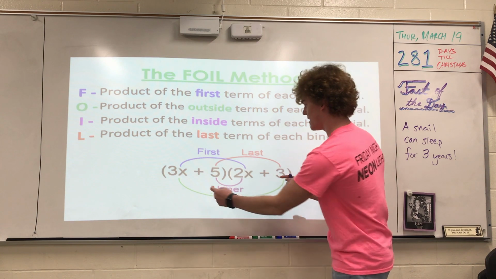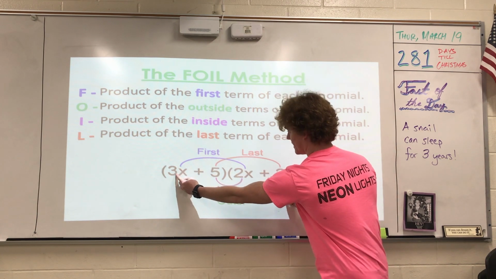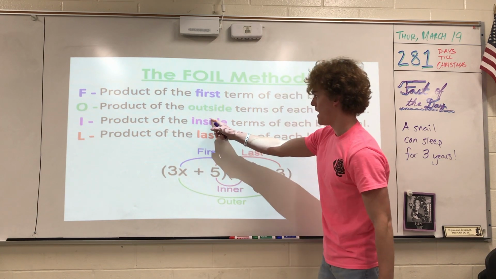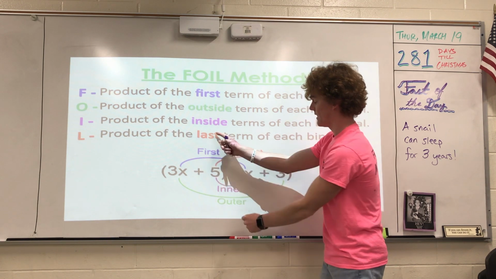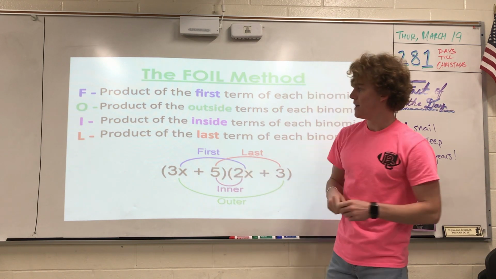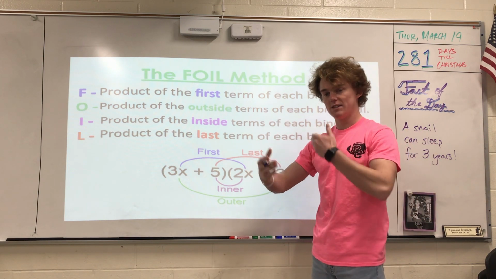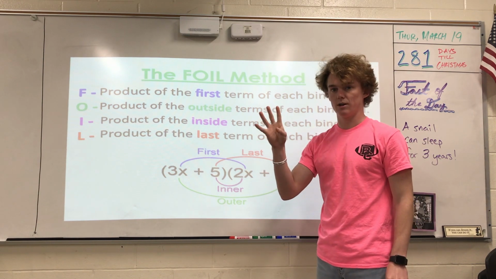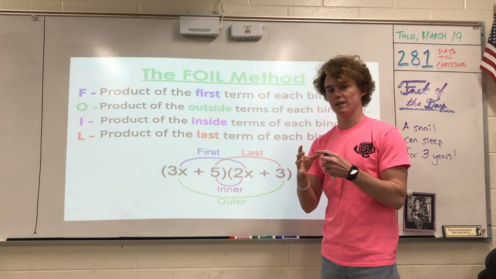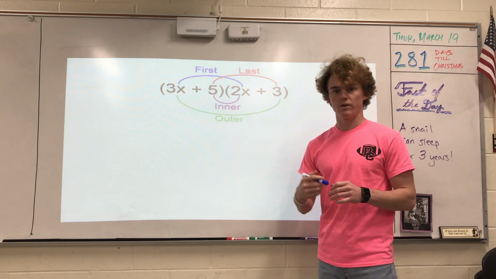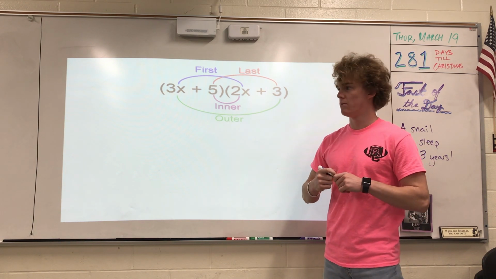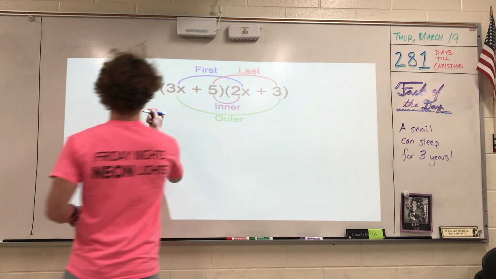O means the outside, so I'm going to take the two outside terms like this. I means the inside, so I'll take the two inner terms. And then last means the last two terms. And when you do this, you're going to multiply each thing. You should get 4 different terms out of this. Then you add them together, and that's your answer. Let me show you an example. So I'm going to color coordinate this so you can follow my steps. But remember, the method is FOIL.